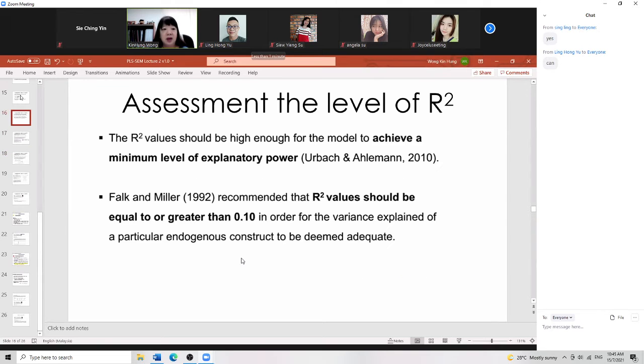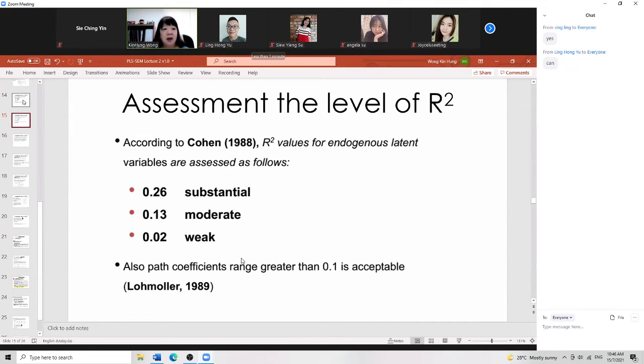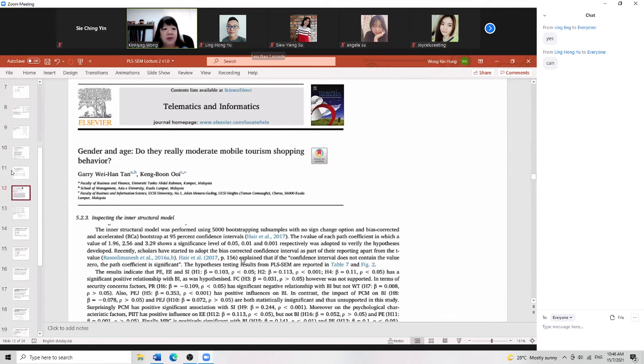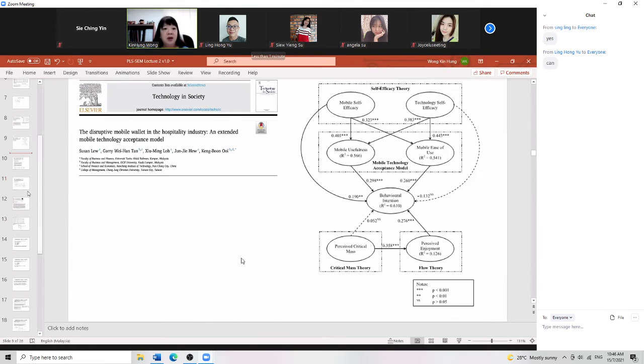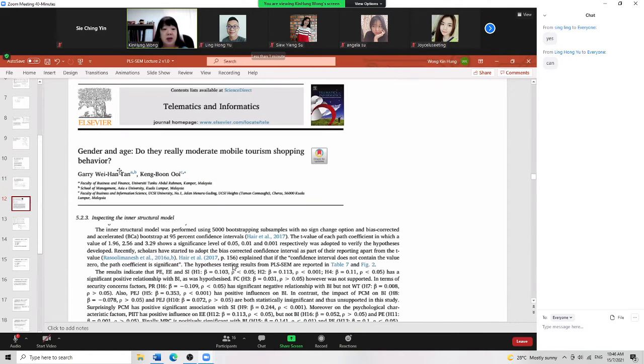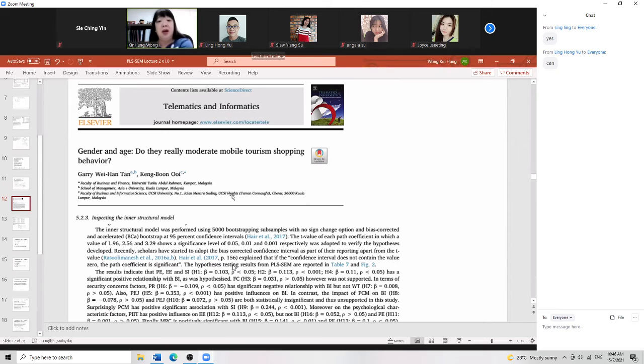The results of this Smart PLS. So you can actually look for this journal, this one, Gentle and Edge: Do they really moderate mobile tourism?